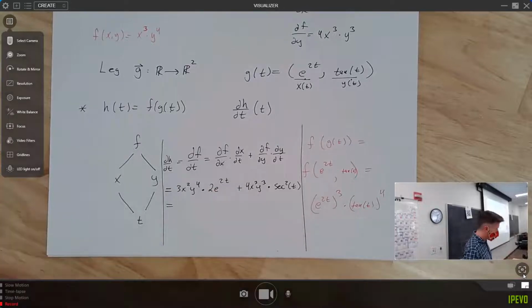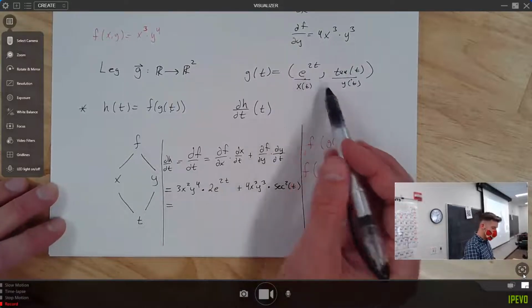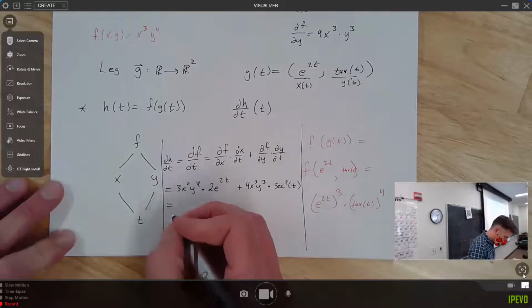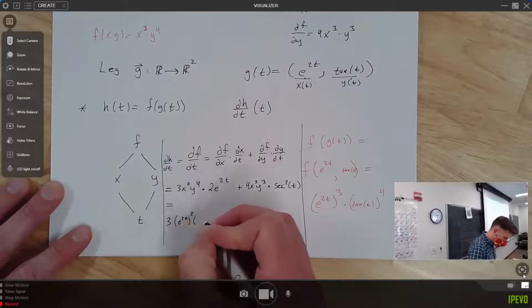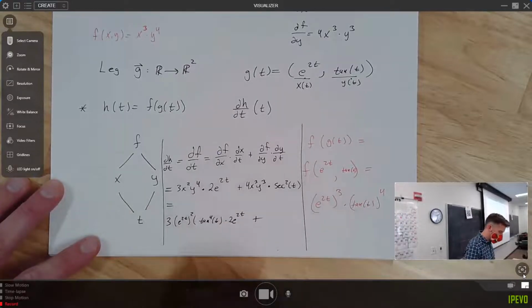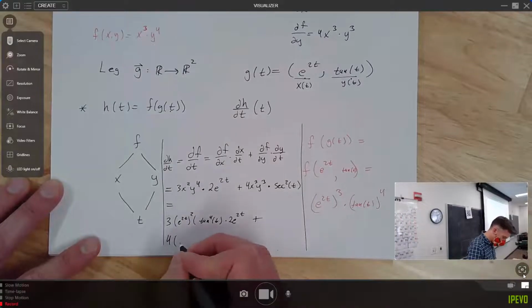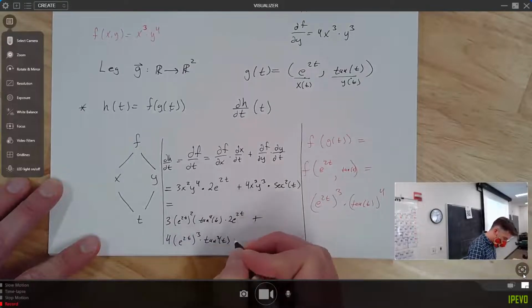We're almost done, except we're asked to write this as a function of t. We don't want x's or y's. So we have to replace every x and every y with what it's equal to. x has to be replaced by e to the 2t. y has to be replaced by tangent t. This is going to equal 3 e to the 2t squared tangent to the 4th of t times 2e to the 2t plus, I'm going to write in the next line so I have enough room, 4 times e to the 2t cubed times tangent cubed times secant squared of t.